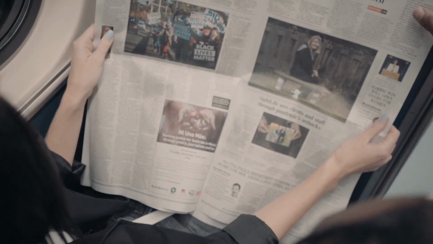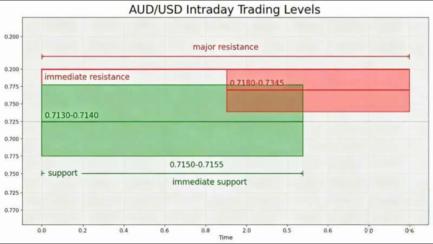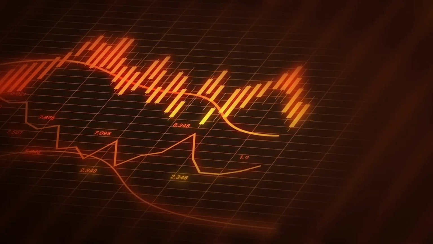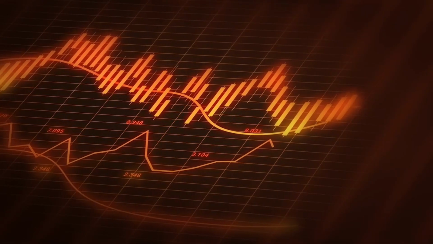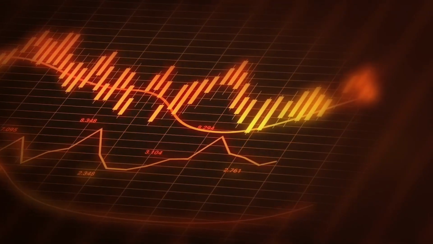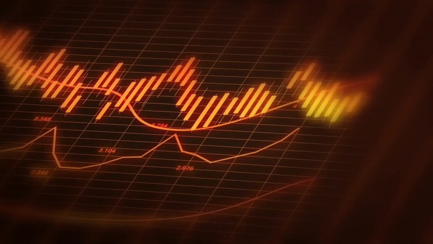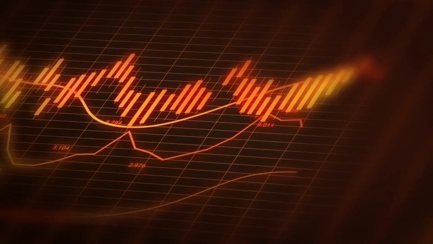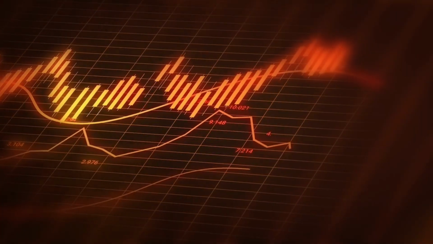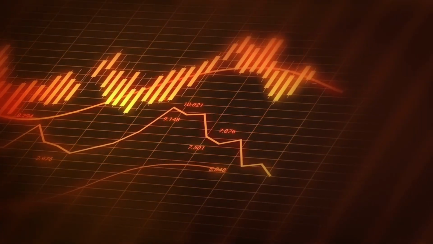Now that we've covered all the key factors driving the Aussie today, let's put it all together and analyze the technical picture. Technical analysis is crucial for identifying key levels of support and resistance, which can help us determine potential entry and exit points for trades. Let's start with the key levels to watch for Australian dollar to US dollar today.